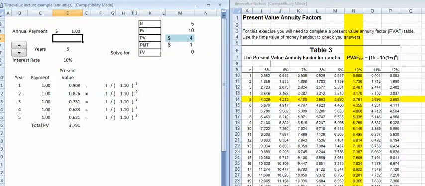So $1 has a present value of $3.79. $2 would have a present value of twice that, $7.58. $3 would have had a present value of 3 times as much, $11.37. And $60,000 has the present value that we calculated a minute ago of $227,447.